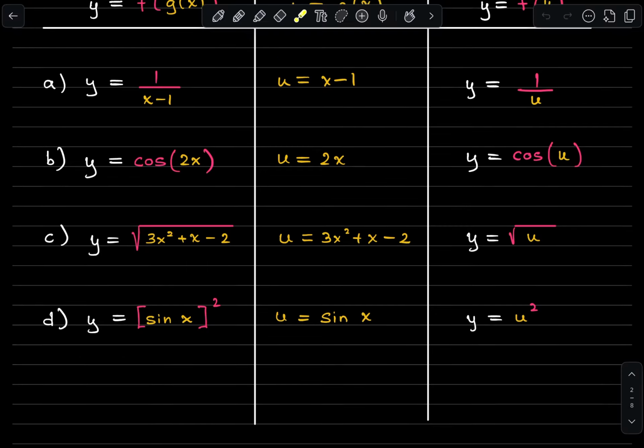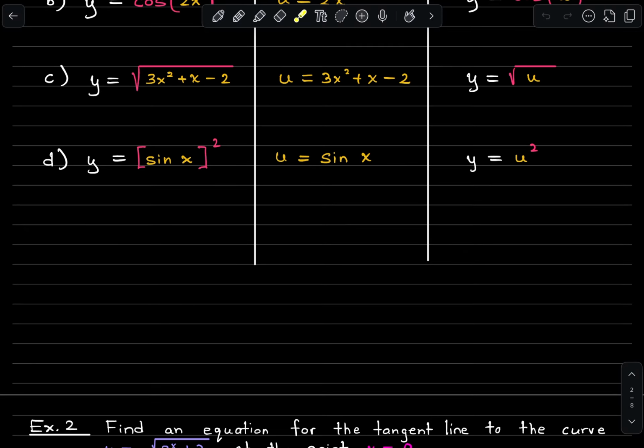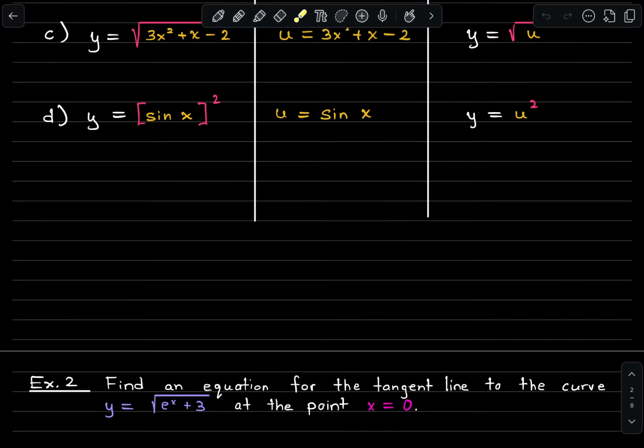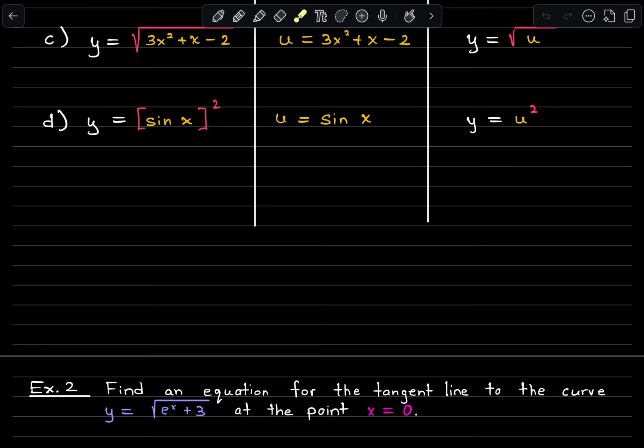All right, so let's see how this is going to work in an actual example. So suppose we wanted to find an equation for the tangent line to the curve y is equal to the square root of e to the x plus 3 at the point x equals 0. So this is nothing different than what we've been doing before. We already know how to find the equation for a tangent line. But this time, the function that we have to derive is a composite function, and we're going to have to use chain rule.